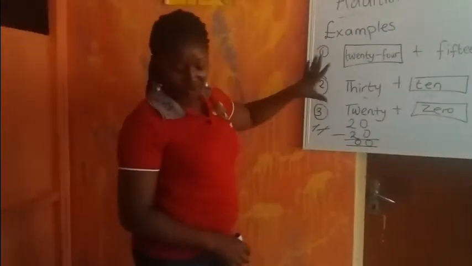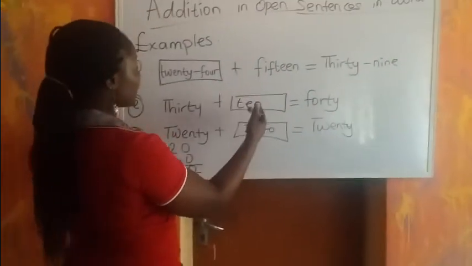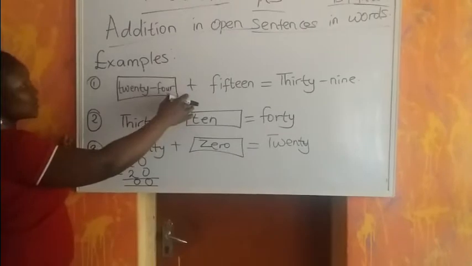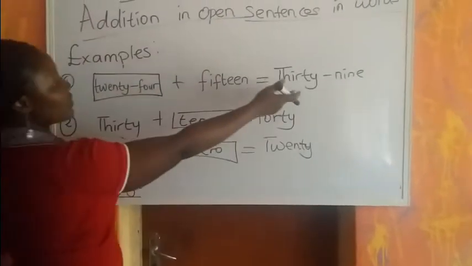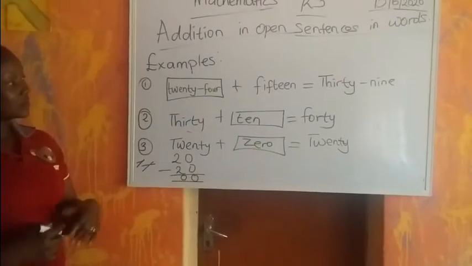So that's what we have for addition in open sentences. You look for the number that, when you add it to the number, will give you your final answer. This is how we add them.